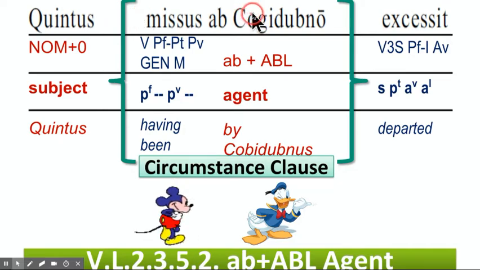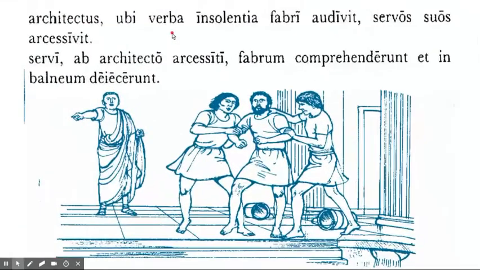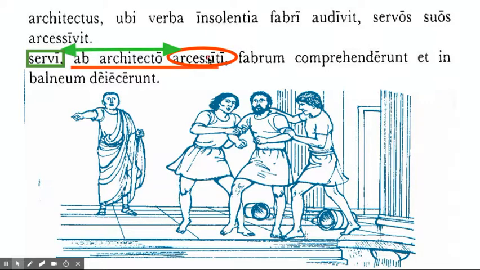Outside, dependent on the main clause. Quintus, having been sent by Cogidubnus. So always go to the verb first. That'll tell you if you need a separation translation or an agent translation. Agent indicates who's doing the action. For example, the slaves, perfect participle, having been summoned. Who summoned them? By the architect. So the agent phrase tells who's doing the participle.